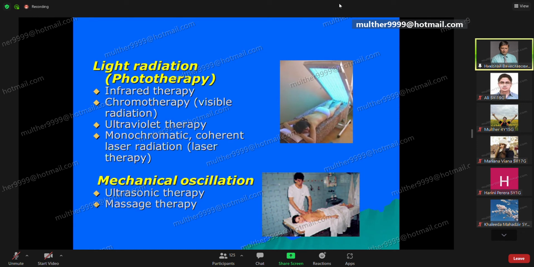First is ultrasonic therapy, using ultrasonic waves for achievement of different therapeutical purposes. And second is massage, mechanical hand massage, or maybe massage by an electrical device, but it's also a mechanical oscillation method.